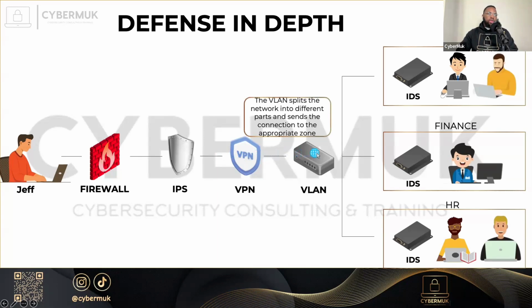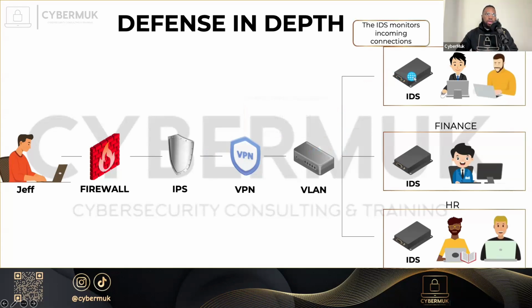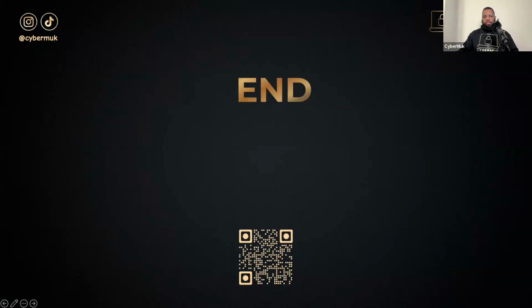Then he's connected to the VLAN, and the VLAN is splitting the network into different parts because he should not be connected to all parts of the network as it pleases him. He will only be connected to where he has to be connected. Then he goes to the IDS, intrusion detection system, that detects intrusions into the IT, for example. And finally, he's connected to the IT. Now, this is just an example. There are multiple different types of network architectures. This is just an example to show how it could be.